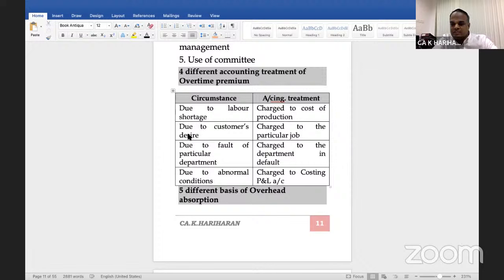Can you please find the overtime premium? Thereafter, you can go for the accounting treatment of overtime. Hours worked 50, and wage rate per hour is 10. What could the overtime premium be? How much amount is the overtime premium? So you should know the value of the overtime premium. Then only you can go for the accounting treatment of the overtime.